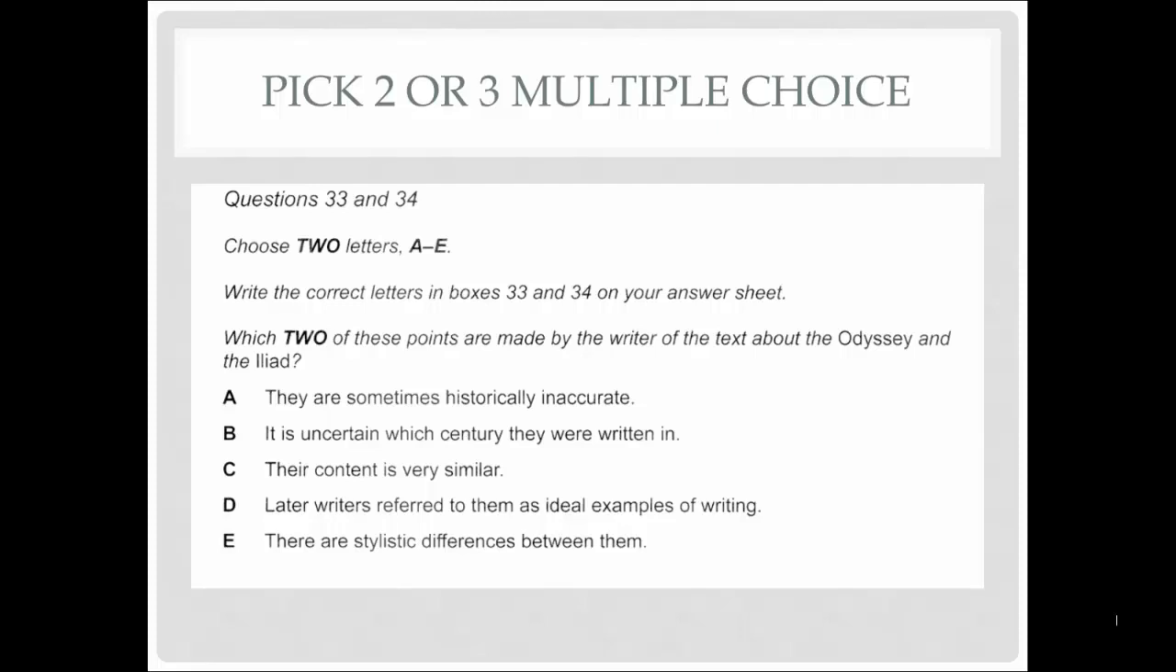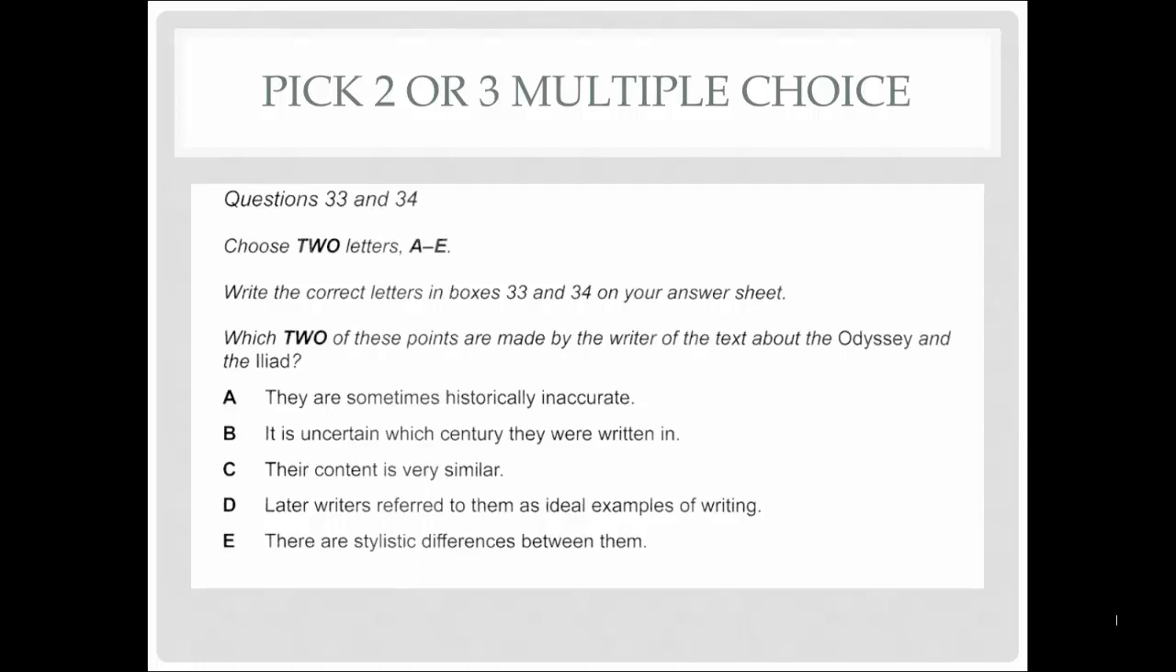All right, so let's look at how to do a pick two or three multiple choice question. Let's look at how to do a pick two or three from a list. So this is what this question looks like. Here it says, which two of these points are made by the writer of the text about the Odyssey and the Iliad? So these are questions 33 and 34, so you can see that this is coming from reading passage number 3. All right, and we have 5 choices, A, B, C, D, E, and we have to pick which two of these points are made by the writer of the text about the Odyssey and the Iliad.